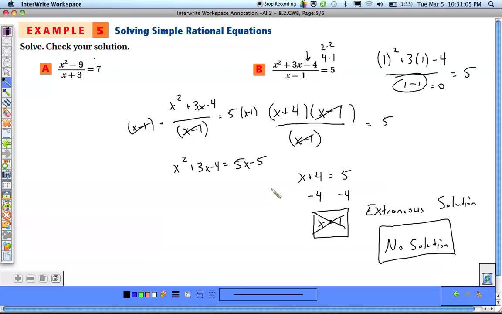Now we have a quadratic equation. Remember, the way to solve quadratic equations is get everything over to the same side. So we're going to move the 5x over, so subtract the 5x. That's going to give us x squared minus 2x minus 4 equals negative 5, and then add the 5 to both sides, and that's going to get us x squared minus 2x plus 1 equals 0. You have a quadratic there that is equal to 0. Now we can factor this quadratic.